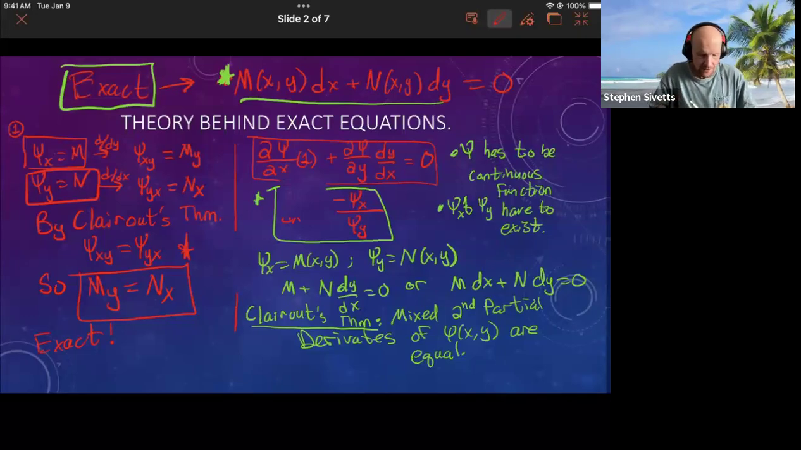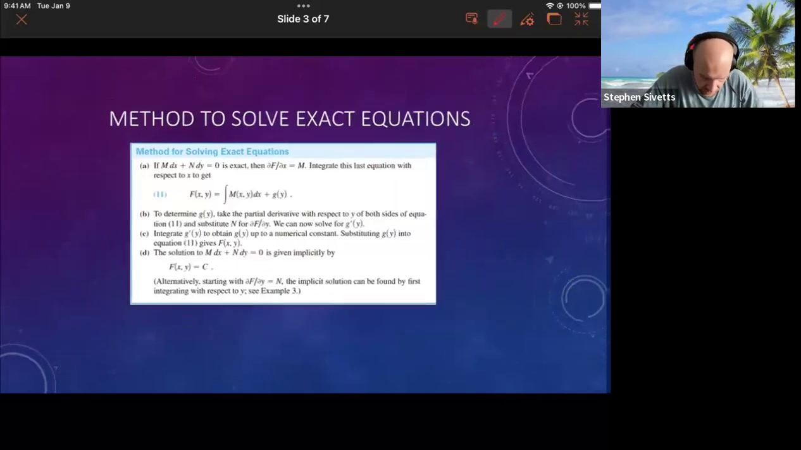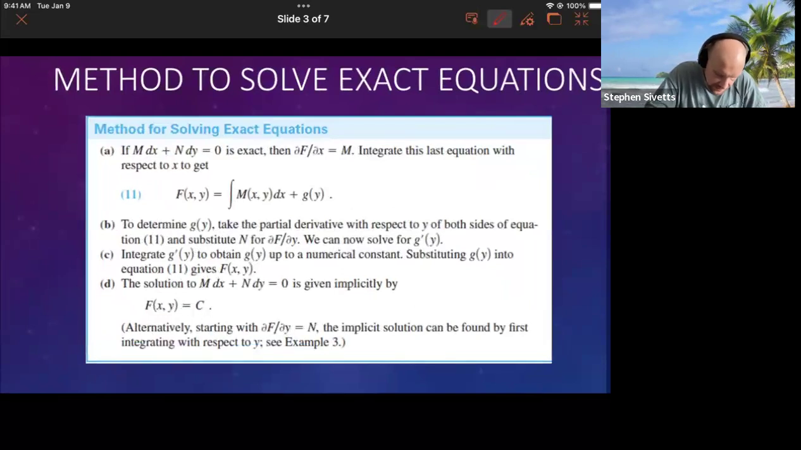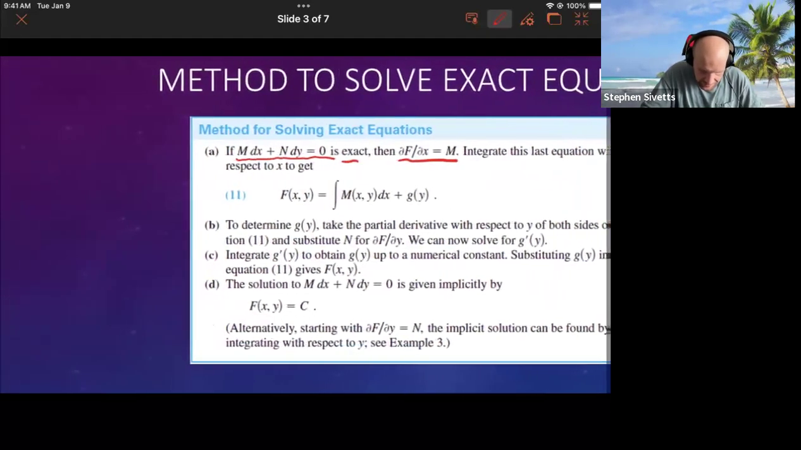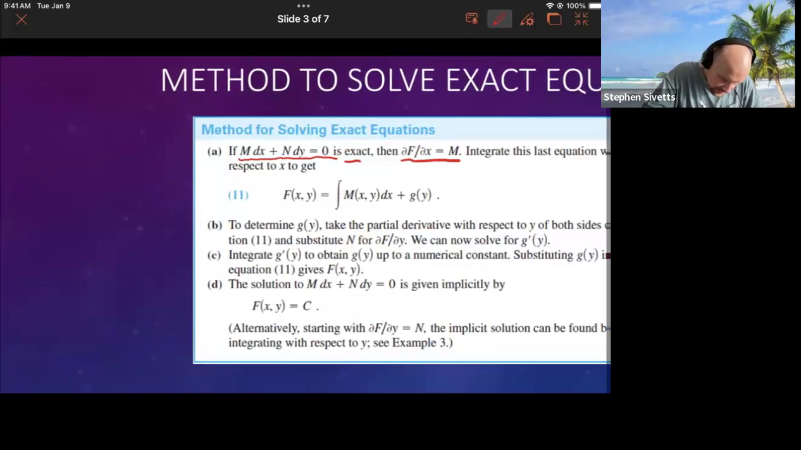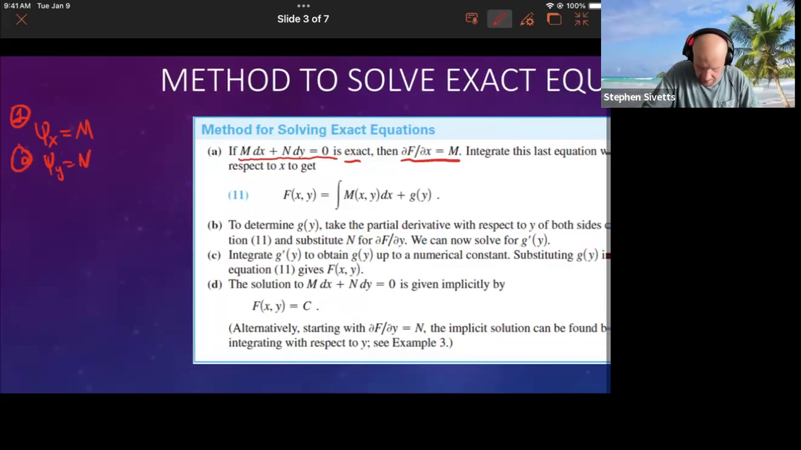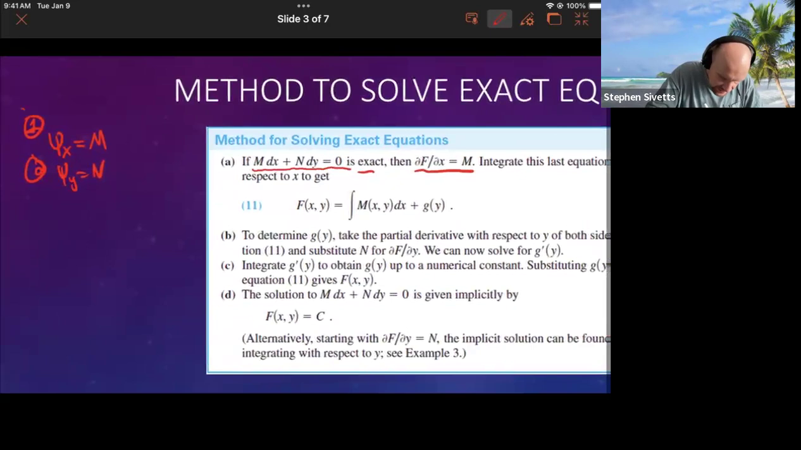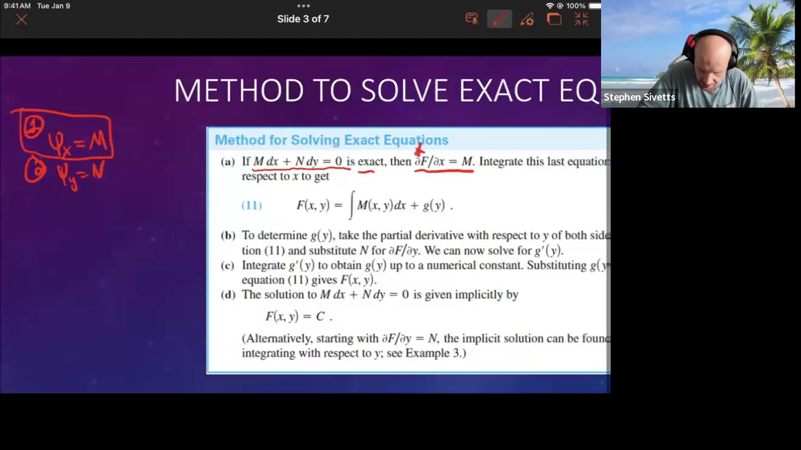So that's the theory behind exact equations, and I'm going to highlight the process of solving an exact differential equation. If we have an exact equation, M dx plus N dy equals 0, then we can say that the partial of F with respect to x is M and the partial of F with respect to y is N. They said F here, but it's the same idea as psi sub x is M and psi sub y is N. So now you're going to take this quantity and integrate with respect to x on both sides.